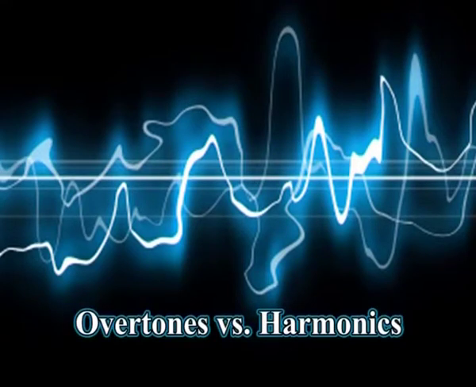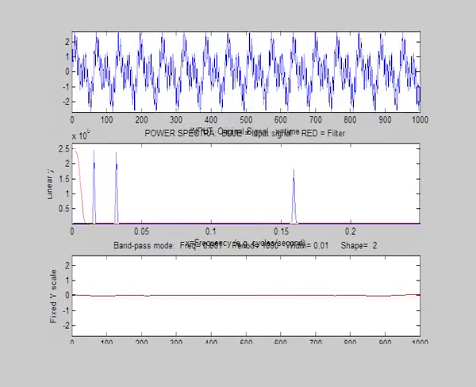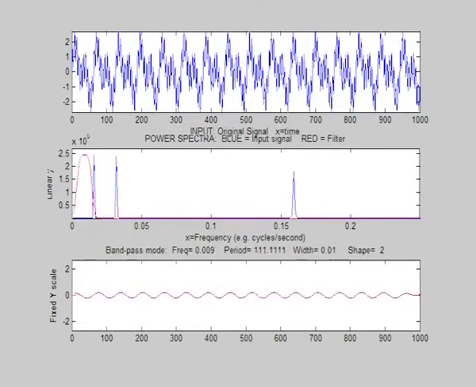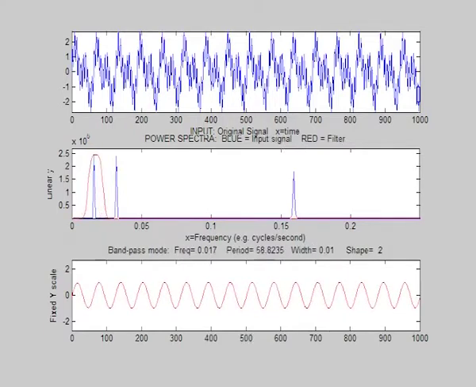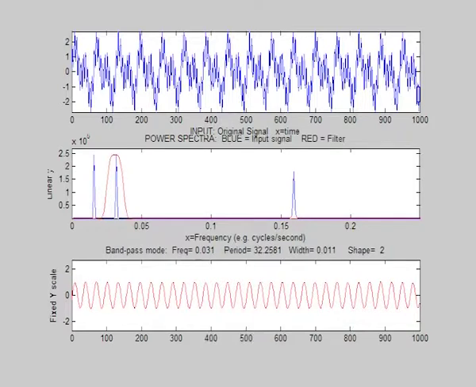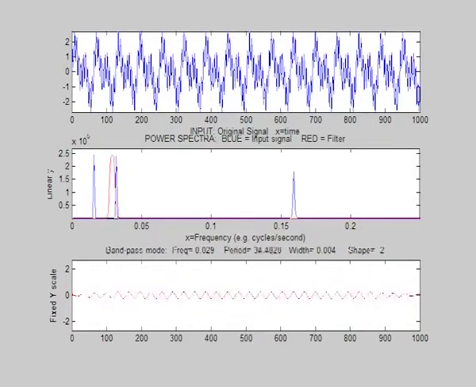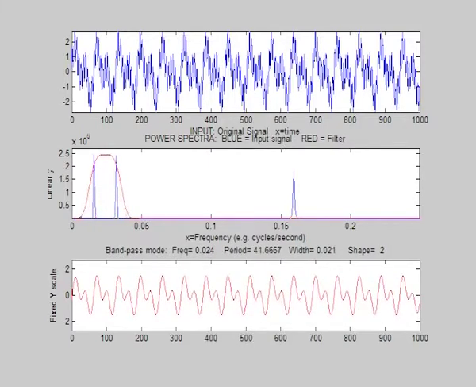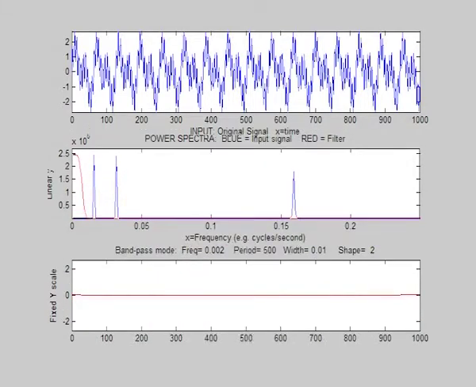Overtones versus harmonics. The term overtone and the term harmonic refer to the same concept. They are just counted differently. As we have seen in a harmonic series such as 100, 200, 300, 400, etc., the 100 Hz component can be referred to as either the fundamental frequency or the first harmonic. The 200 Hz component is the second harmonic, the 300 Hz component is the third harmonic, and so on.